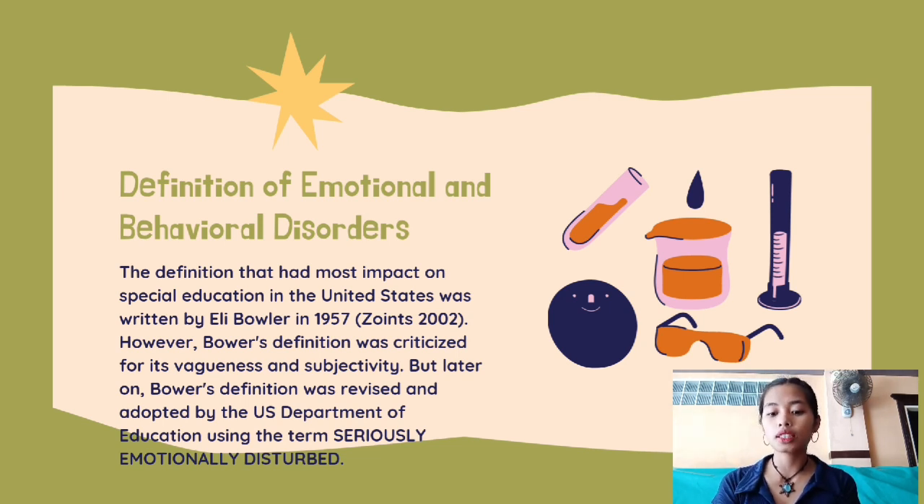The definition that had the most impact on special education in the United States was written by L.E. Bower in 1957, according to Zoines 2002. However, Bower's definition was criticized for its vagueness and subjectivity. Special education teachers asked for more specific indicators of satisfactory, normal, inappropriate, and pervasive interpersonal relationships. Later on, Bower's definition was revised and adopted by the U.S. Department of Education using the term seriously emotionally disturbed.